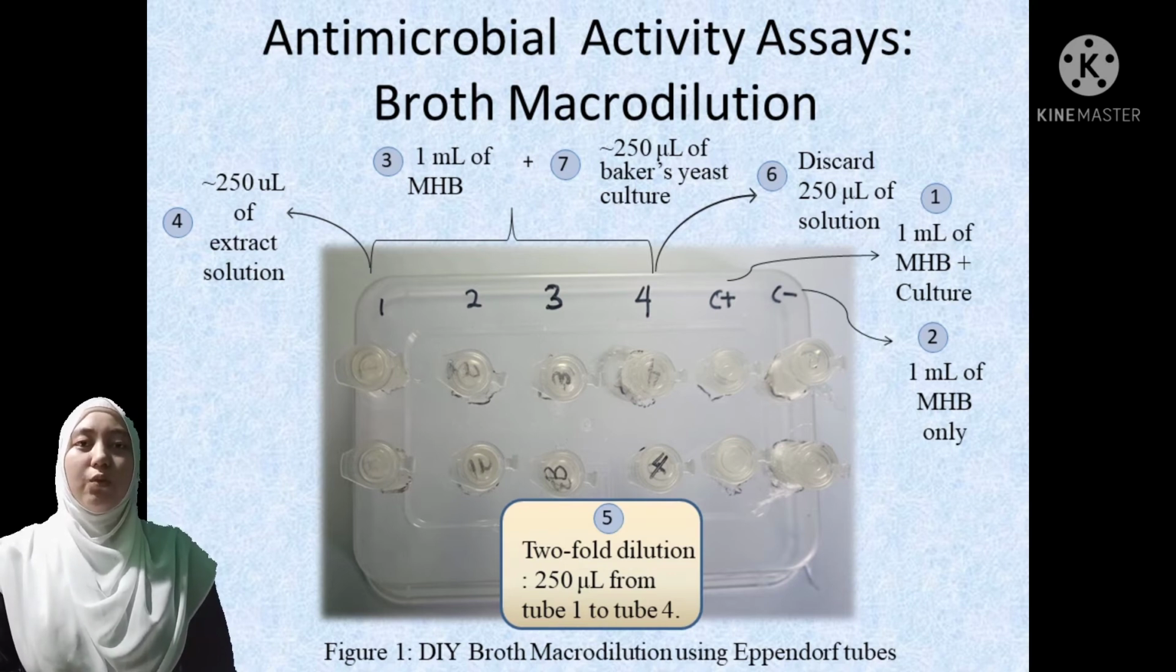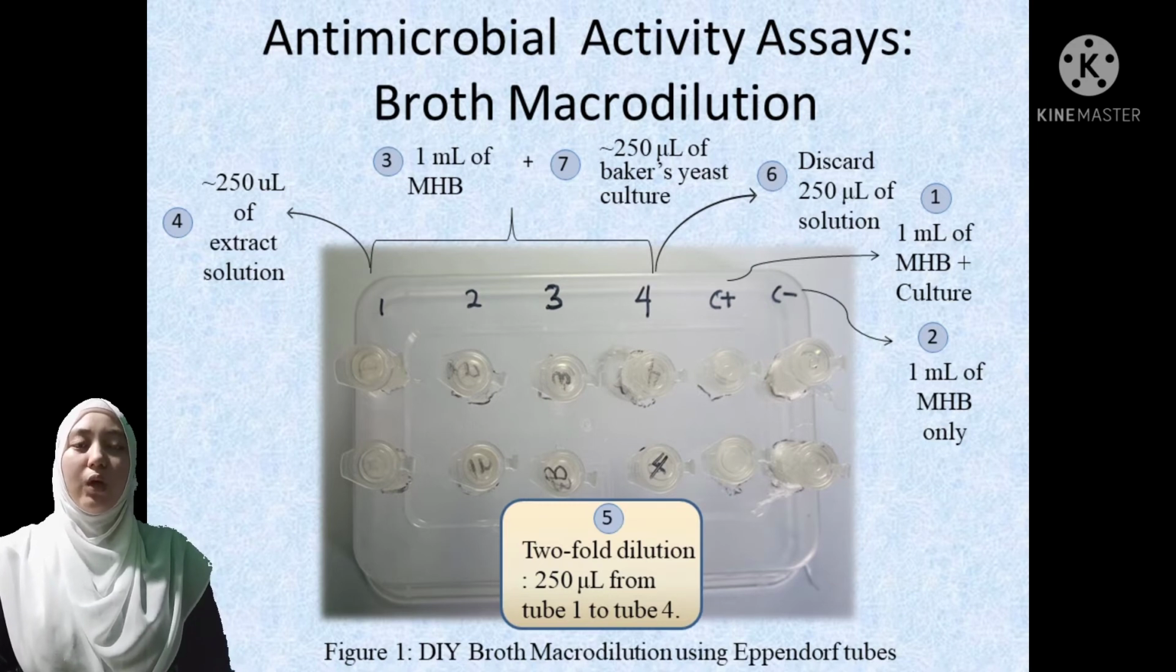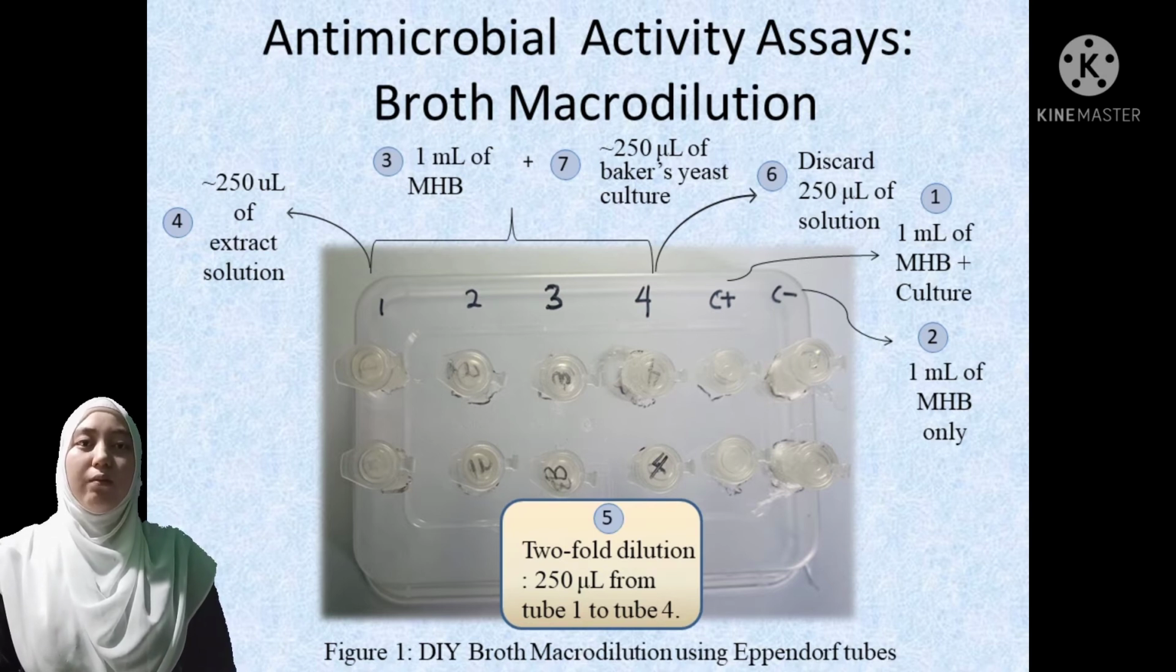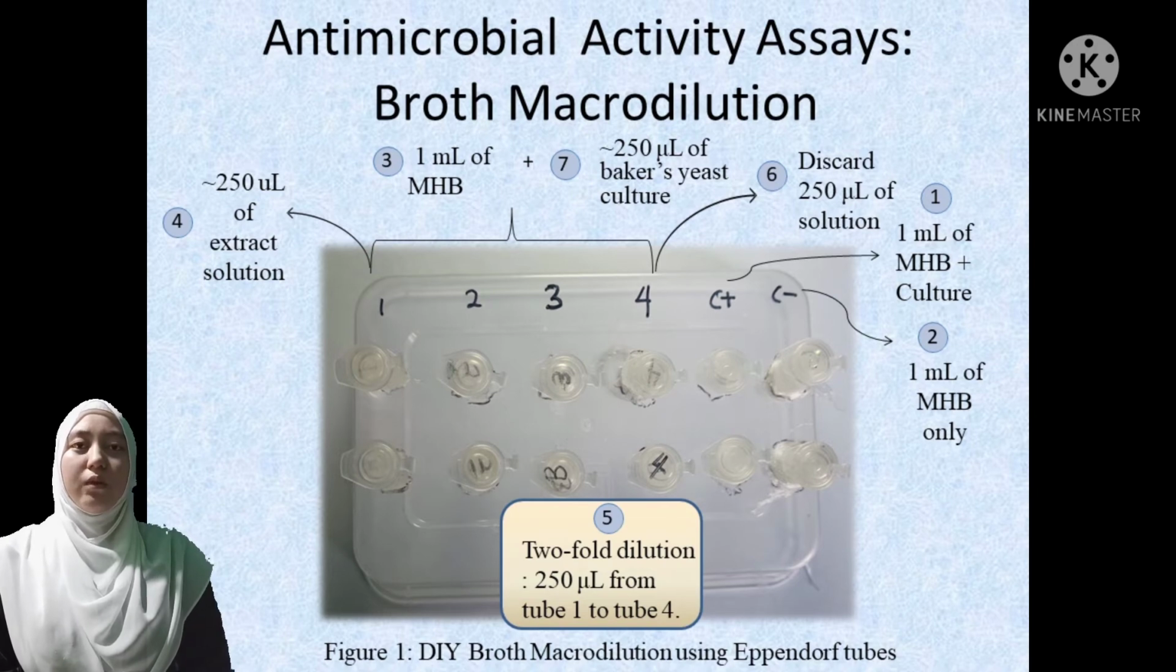Then serial dilution was done by transferring 250 microliters from Eppendorf tube 1 to Eppendorf tube 4. Then 250 microliters from Eppendorf tube 4 was discarded before adding 5 drops of Becker's culture into Eppendorf tube 1 to Eppendorf tube 4. The MIC was determined by observing broth cloudiness and bacterial pellet formation at the bottom of the container.